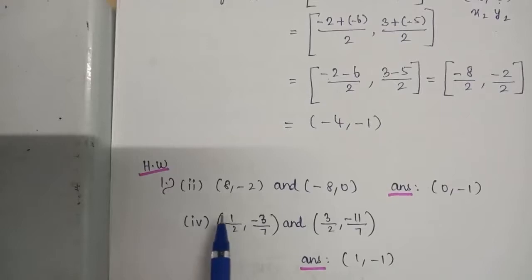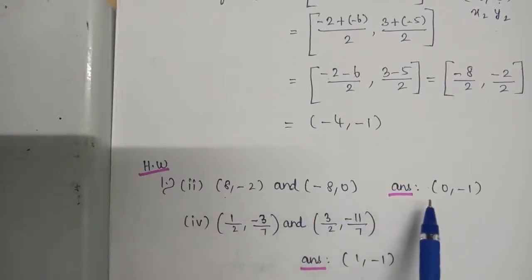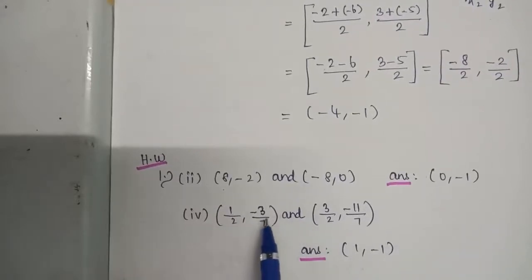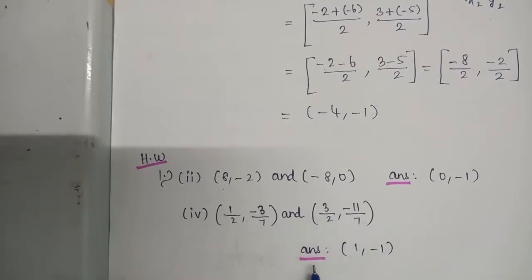Here also you are going to find the midpoint of the line segment. Second subdivision: 8 comma minus 2 and minus 8 comma 6. The answer is 0 comma 2. And fourth subdivision is 1 by 2 comma minus 3 by 7 and 3 by 2 comma minus 11 by 7. The answer, that is the midpoint of the given line, is 1 comma minus 1.